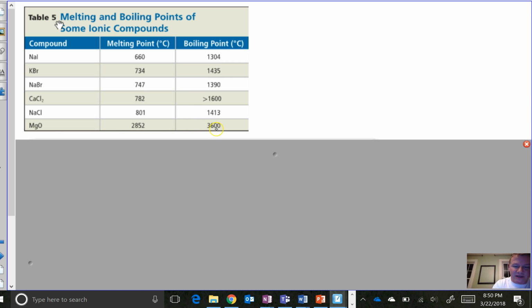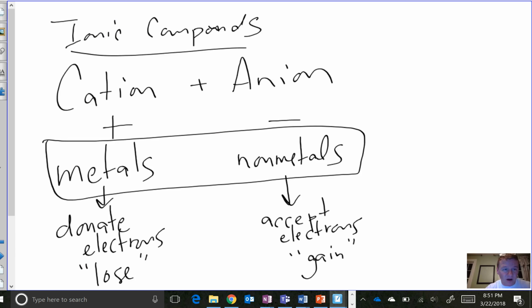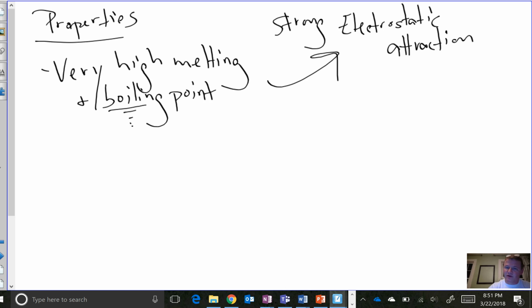Look at magnesium oxide, 2800 and 3600 respectively. So a huge amount of energy is required to get these things to melt, all right? Because of that very strong electrostatic attraction. They don't want to melt, they don't want to boil, they just want to stay bonded together. Okay, so now, next property.